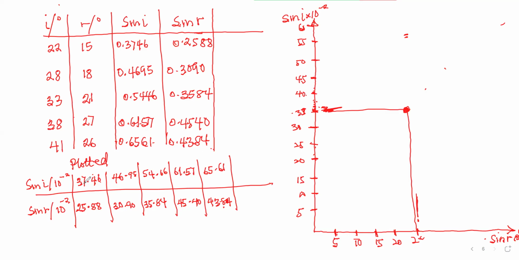Yes. So for the next point, it is 46.95. To be on the safer side, I'll plot 47. The next one, I cannot locate 0.7 on it, so I'll plot 55.